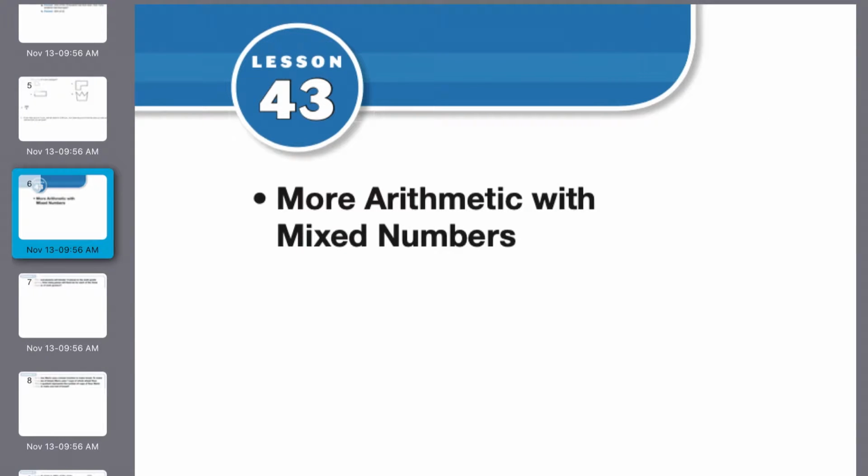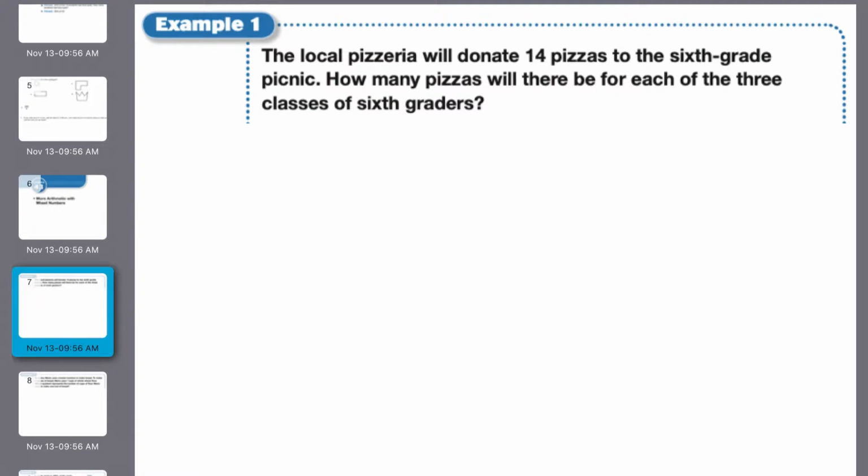All right, fifth grade, we have lesson 43, more work with mixed numbers. All right, our first example, the local pizzeria will donate 14 pizzas to the sixth grade picnic. How many pizzas will there be for each of the 3 classes of sixth graders? So the information we know, we have 14 pizzas, and it needs to be split up into 3 classes.